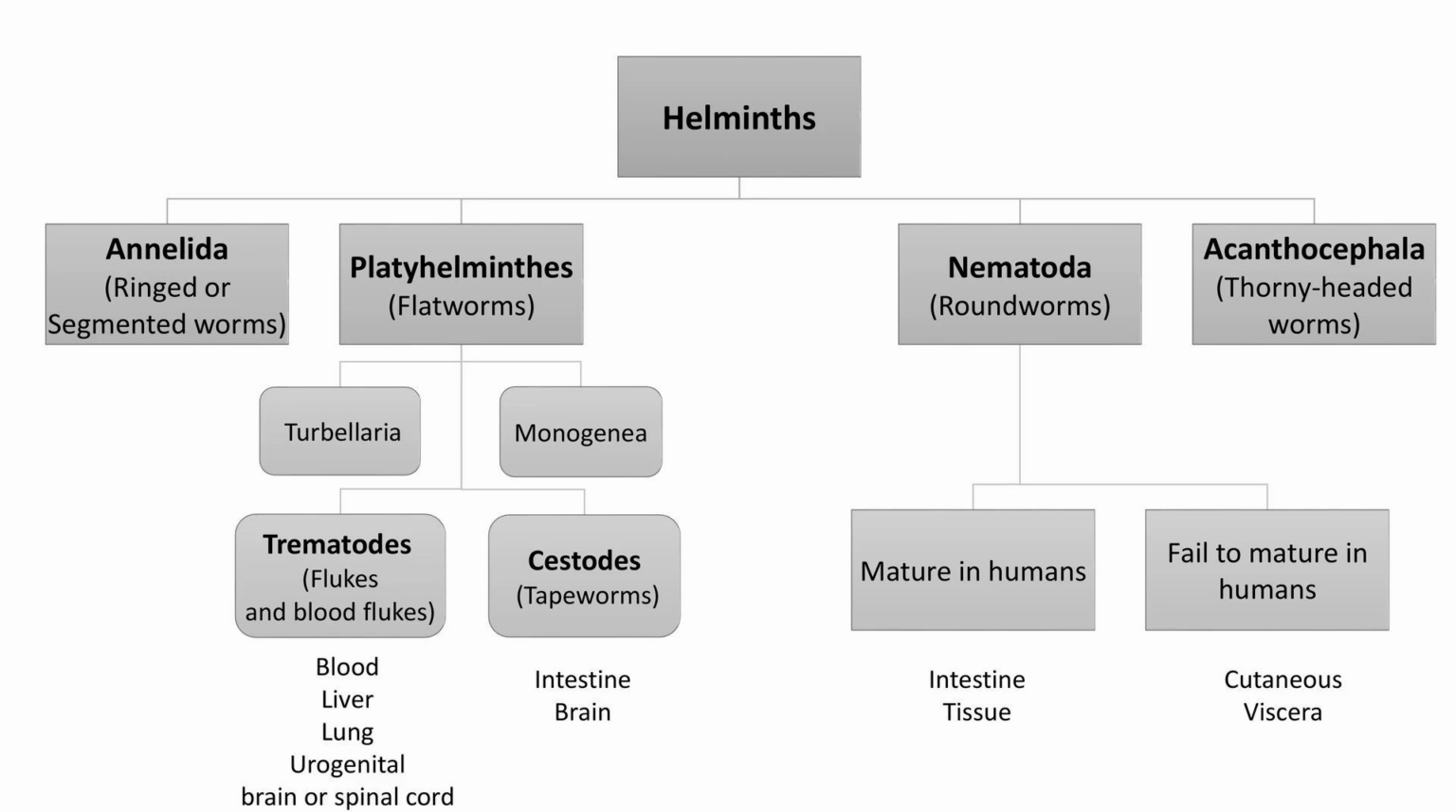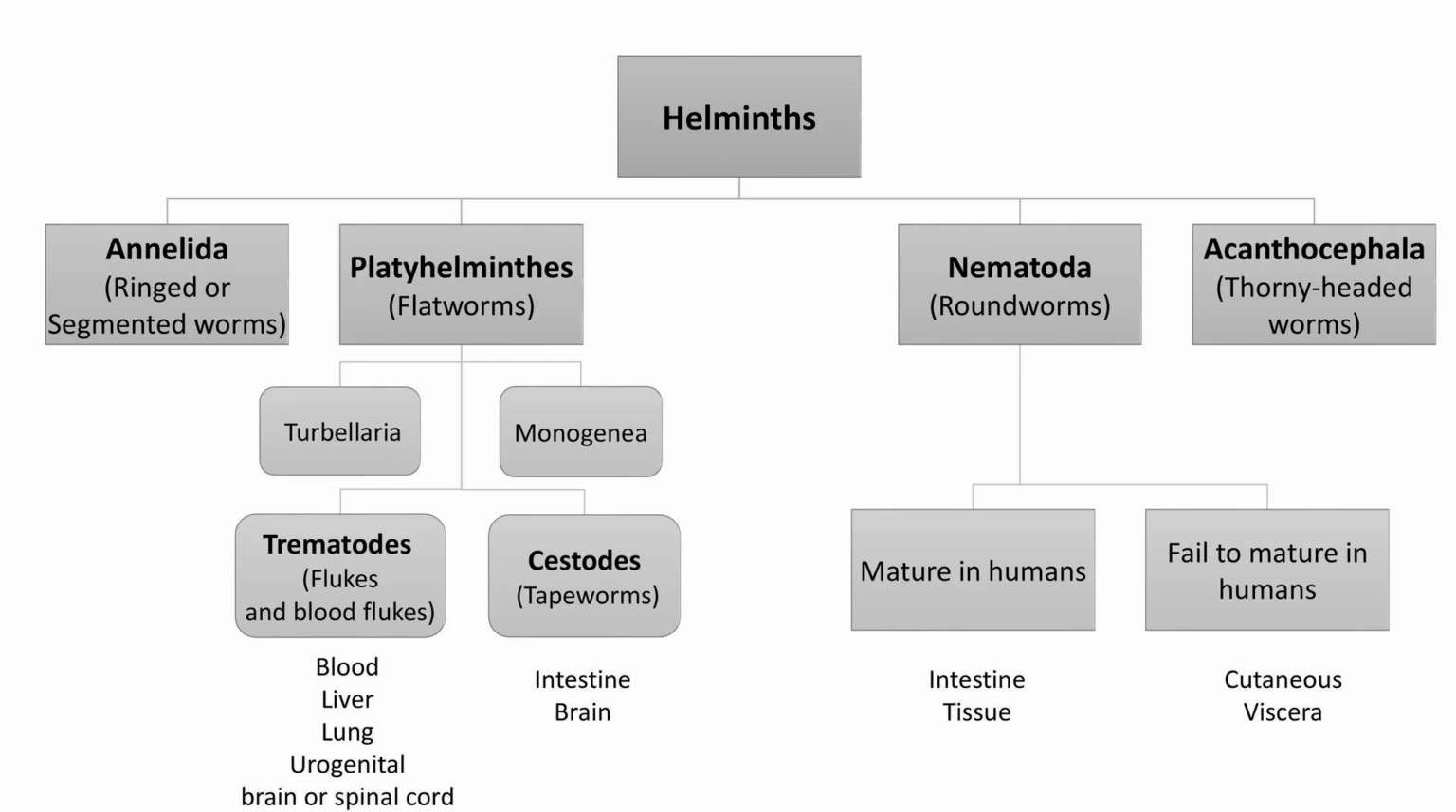Helminthic parasites are classified into various groups. We'll focus on Annelida, known as segmented worms, Platyhelminths, known as flatworms, Nematoda, known as roundworms, and they infest the human intestine. And finally, Acanthocephala, known as thorny-headed worms.